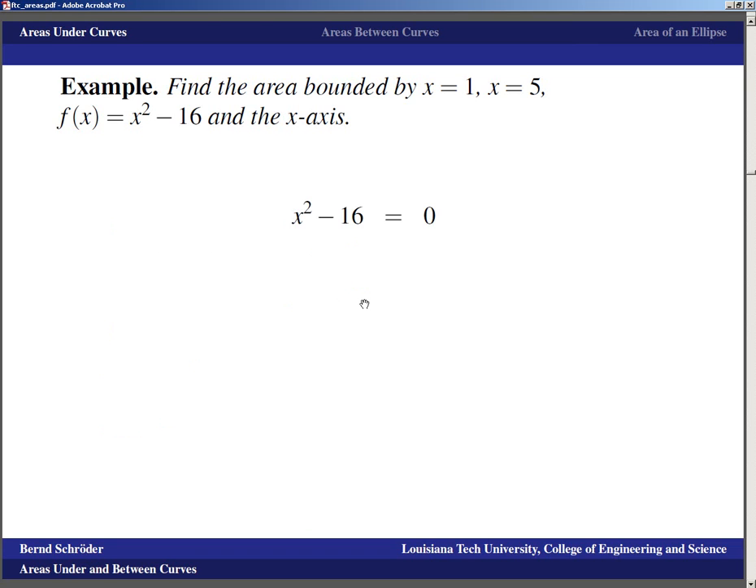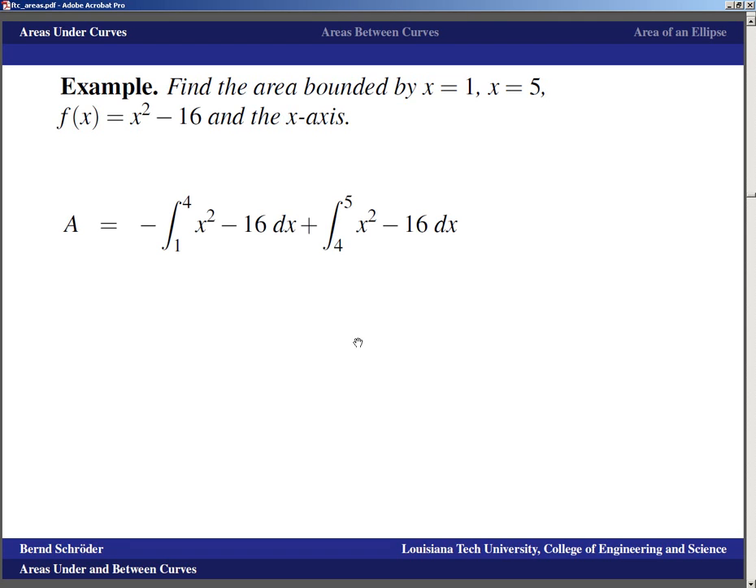Okay, now just to make sure, the way you figure out where things switch, of course, is that you just set the function equal to 0 and solve. So x squared minus 16 equals 0 gives us x squared equals 16, gives us x equals plus or minus 4. And then, similar to optimization, where we had to make sure that we only look at the solutions that actually are in the interval, we realized that only x equals 4 is in the interval from 1 to 5, and so that's the only one we need to deal with.